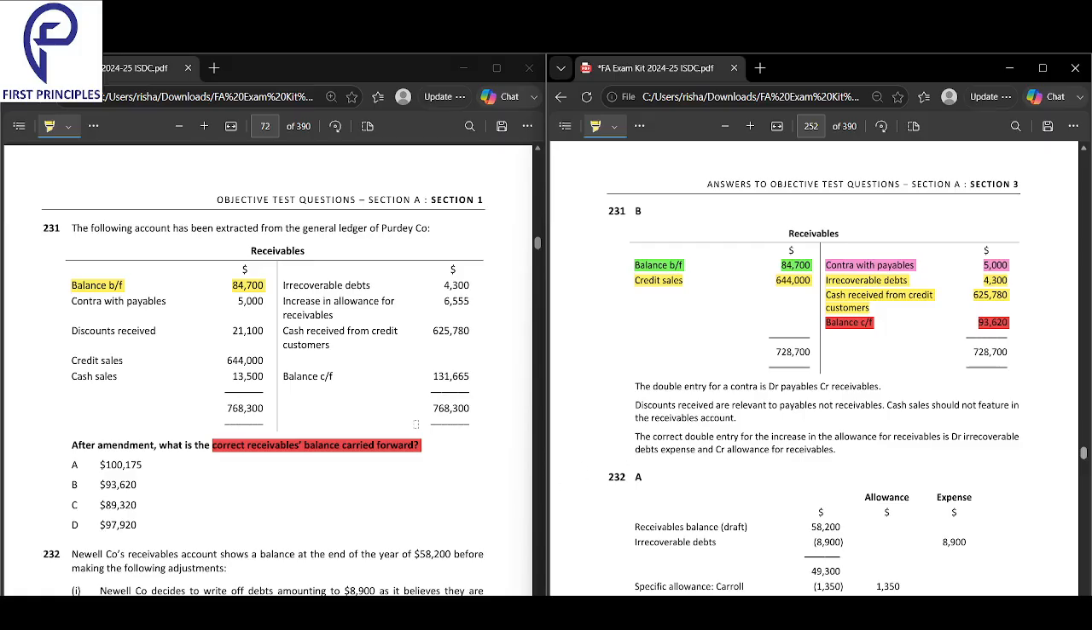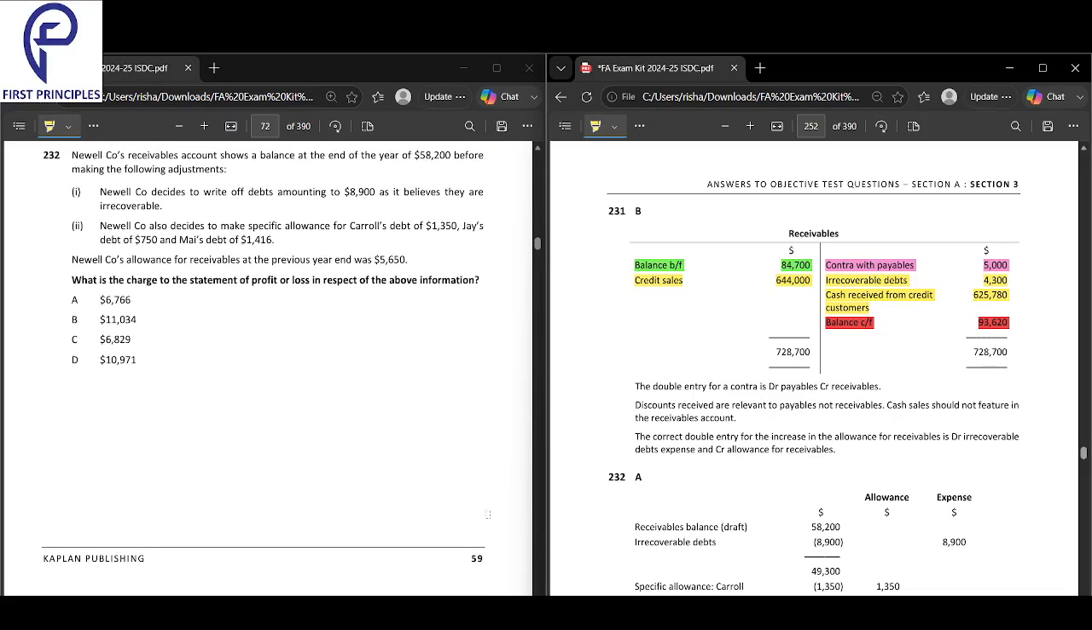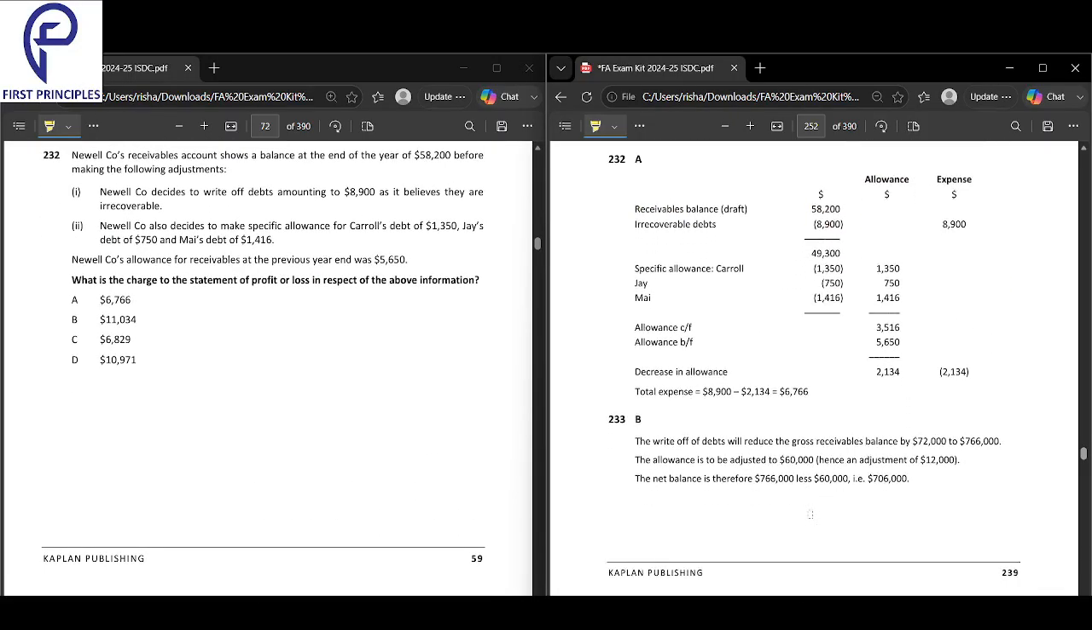Okay, so that is about 231. Moving on now, 232. Let's get a clear answer on what is really happening here.